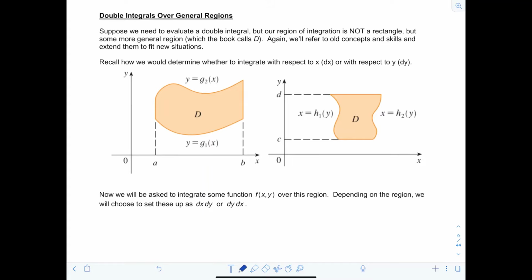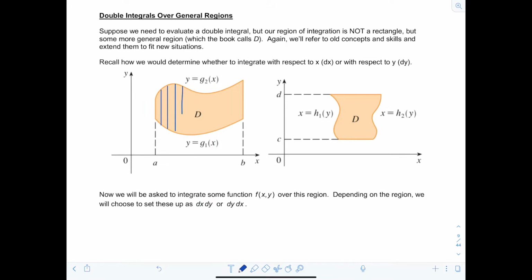So again, what we're going to do is look back at our old concepts and skills and extend them to fit these new situations. So let's think back how we would determine whether or not to integrate with respect to x or with respect to y when we were finding the area between two curves. If we noticed that we could write y as a function of x, and on some interval from a to b there was one function that was always on top of another one lying above it, then it made more sense to create all of our rectangles moving in the x direction.